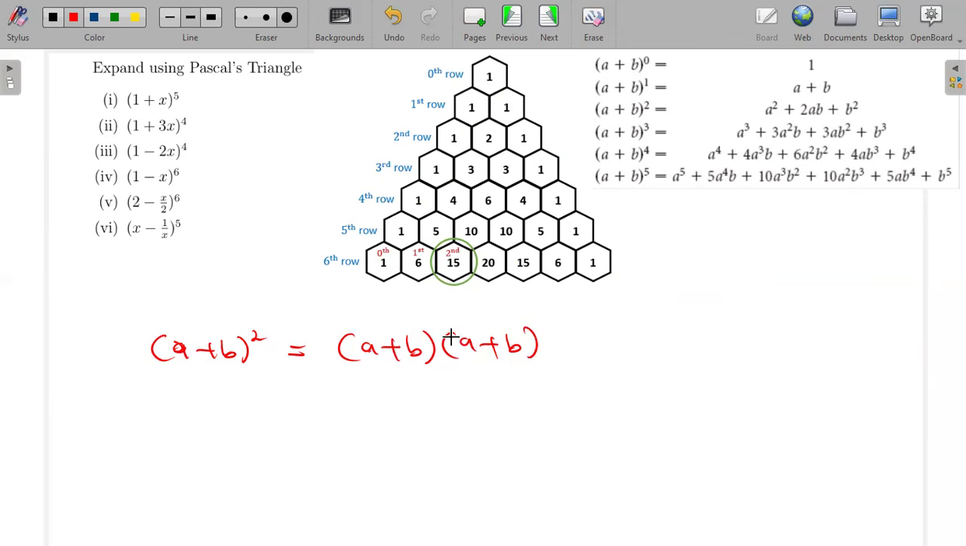Then you could just say a multiplied by a, that gives you a squared, a multiplied by b, that gives you ab, then b multiplied by a, that also gives you ab, and then you have b multiplied by b will give you what? B squared. So I can add these two, they're like terms, so I get a squared plus 2ab, and then you get b squared. Now, when we have 3, it means we have to add a third one here. So that means after multiplying the 2, you'd have to multiply again.